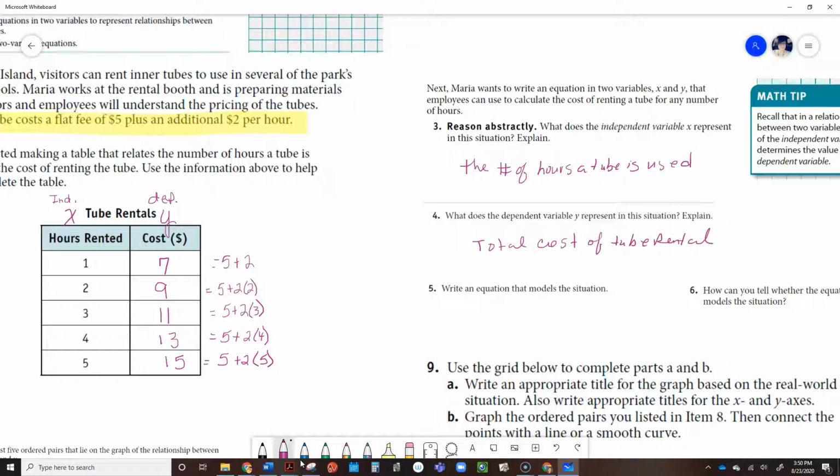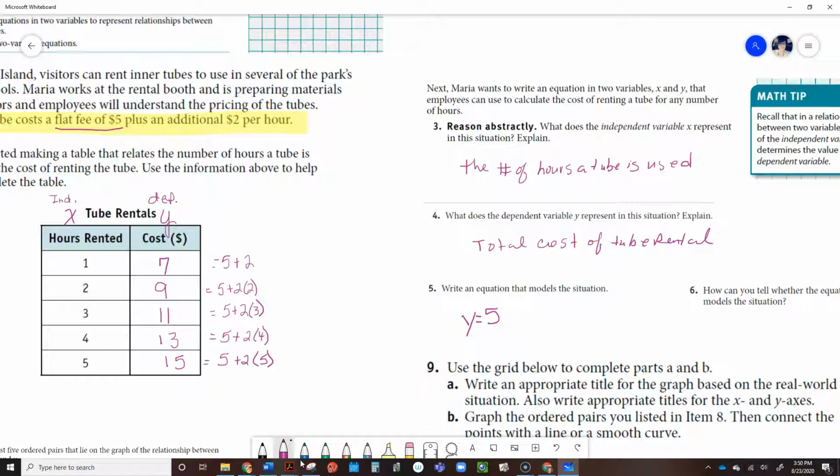Okay, write an equation that models this situation. So right here, each one of these places, this is going to be how we put it. What are we calculating right here? We're calculating the cost. So this was a y, this was a y, this was a y, this was a y. These were cost. And each time we took the $5, which it said was the flat fee. Okay, that's where you started.